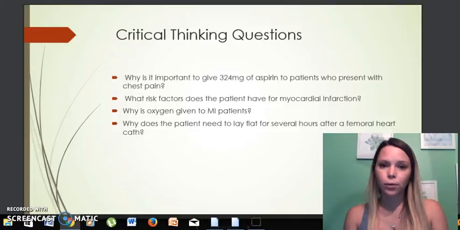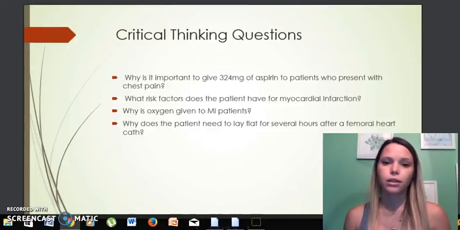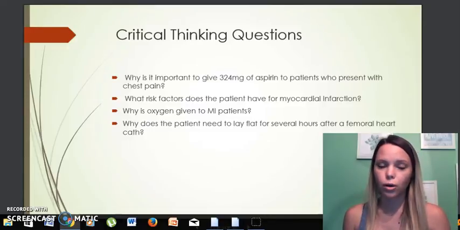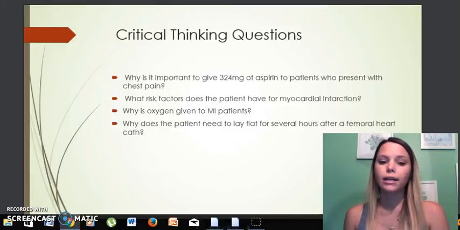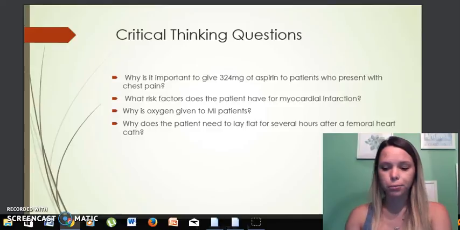Some critical thinking questions. Why is it important to give 324 milligrams of aspirin to patients who present with chest pain? What are the risk factors that this patient presents with for a myocardial infarction? Why is oxygen given to patients who are having an MI? And why does the patient need to lie flat for several hours after a femoral heart cath?